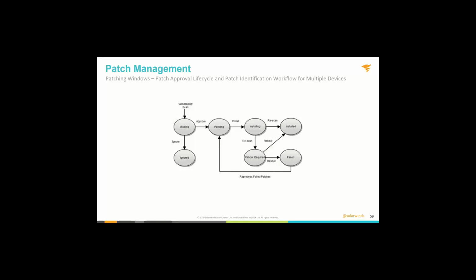This is just a diagram on when it does a vulnerability scan on your machine. It's going to look for the patches. If it finds anything missing, you're going to set it to either ignore or approve. And once the patch has been approved, it's going to go through the cycle that you've set for the patch policies.